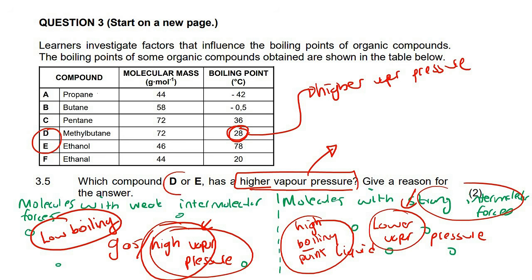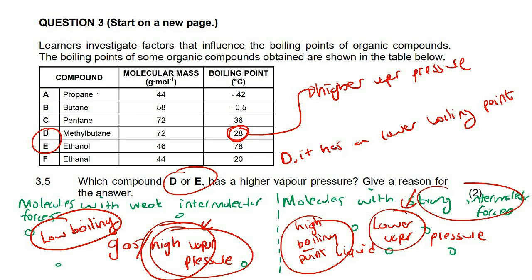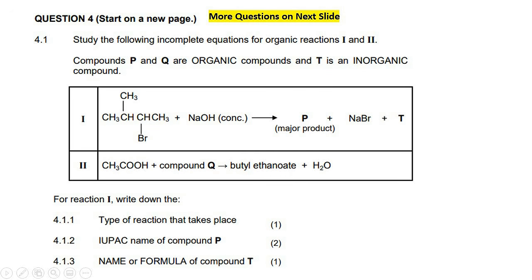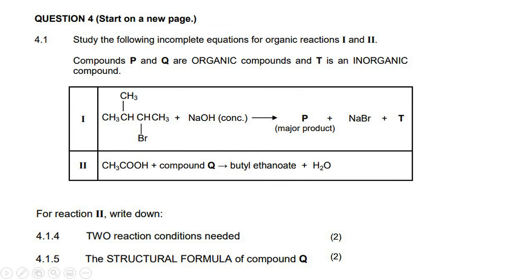So it says here, which compound D or E has a higher vapor pressure? It's going to be compound D. And the reason is that it has a lower boiling point. Okay, so these questions are going to carry on. Here's the first part and the second part.